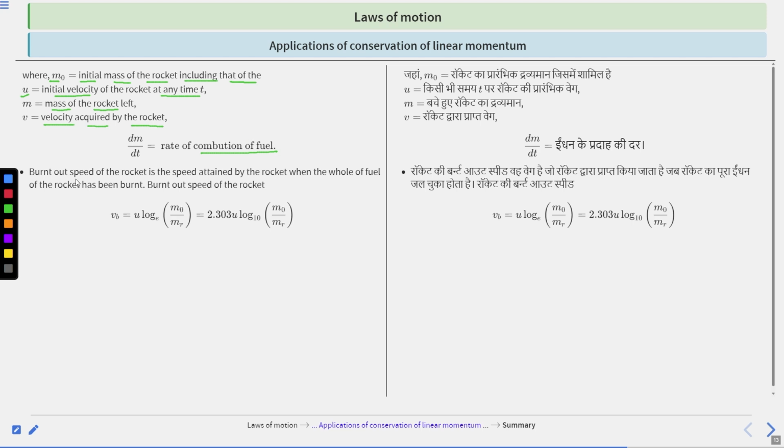Burnt out speed of the rocket is the speed attained by the rocket when the whole of the fuel of the rocket has been burnt. We can calculate it from this formula, where v is equal to 2.303 u log base 10 m naught divided by m r. Clear?